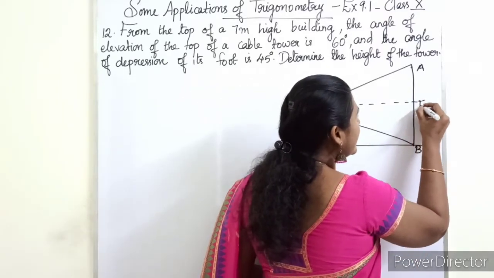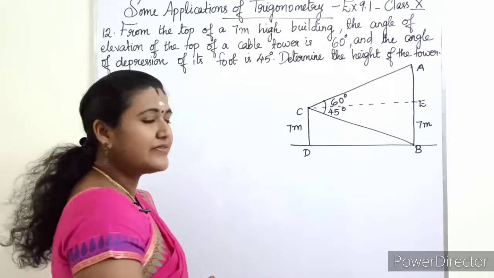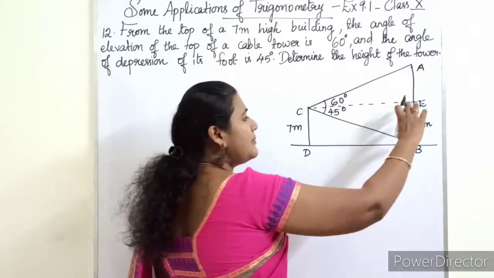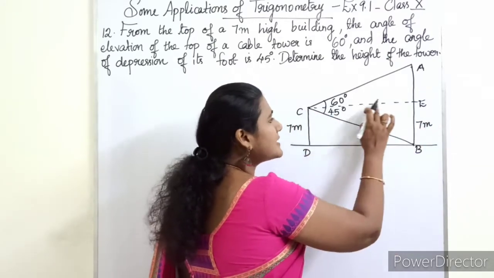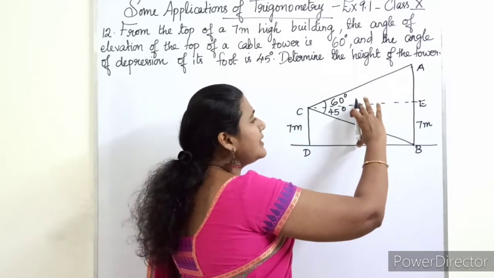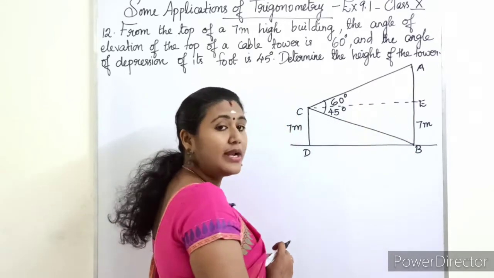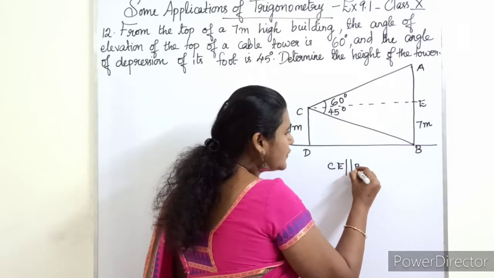We will denote this point as E. Since the height of the building is given as 7 meters, this EB height is also 7 meters. Now you see here, this is the horizontal level and this is the ground level. You know that the horizontal level and the ground level are parallel. That is, CE is parallel to BD.